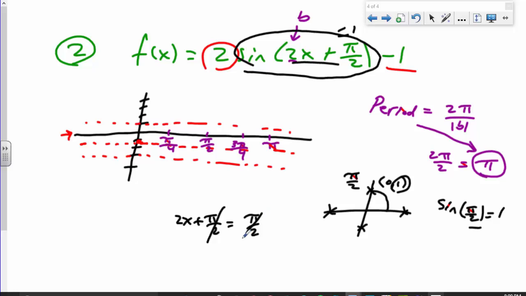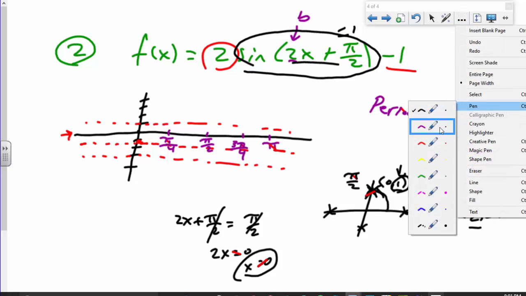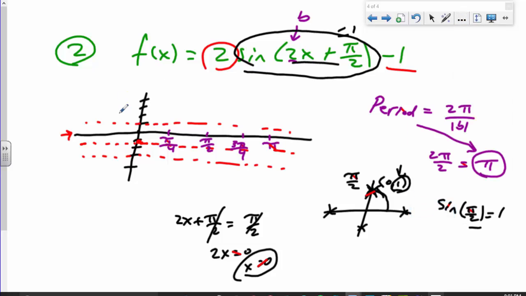So if I subtract pi over 2 from both sides, 2x equals 0, and x equals 0. This x value will give me the sine value of 1 if I plug it into this equation, which gives me the top of the graph, at the very top of the unit circle. So at x equals 0 right here, which is again right here, I'm going to be at the top of my graph. So let's change color. Let's go to blue. I'm at the top of my graph right here.